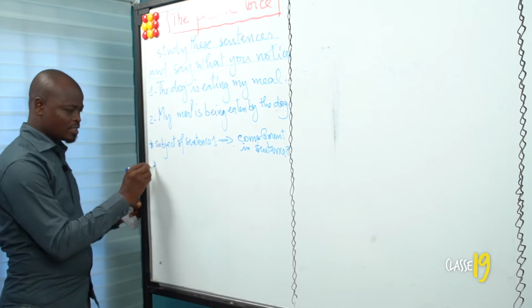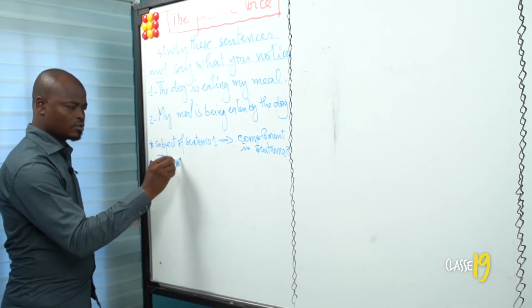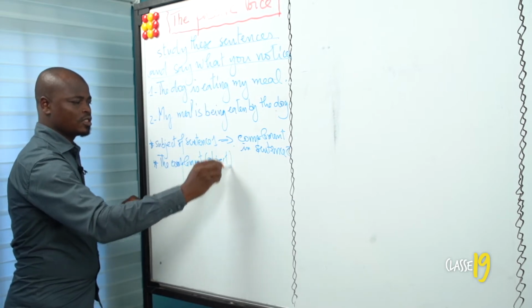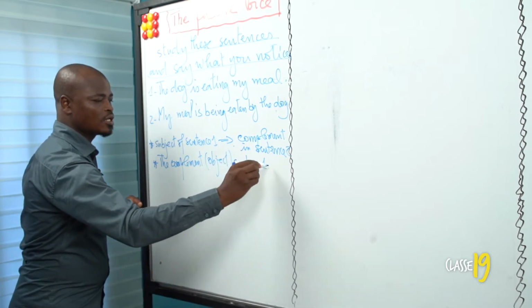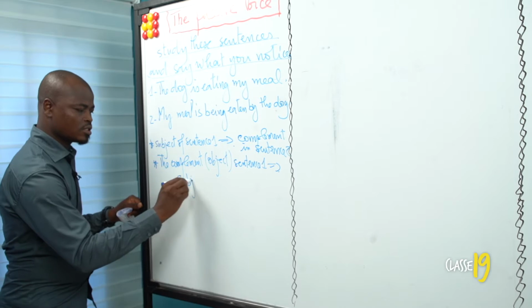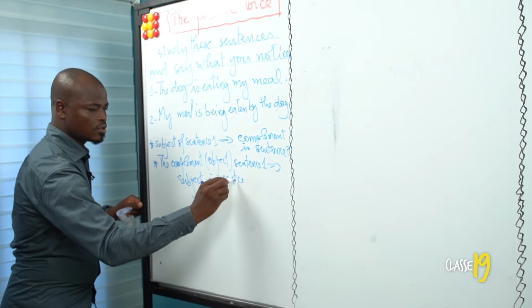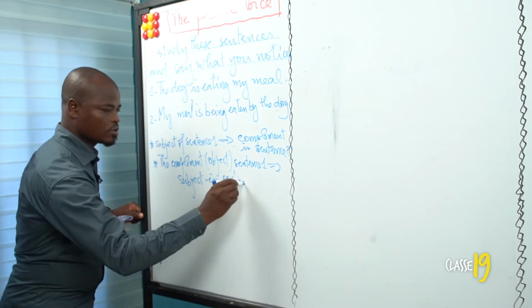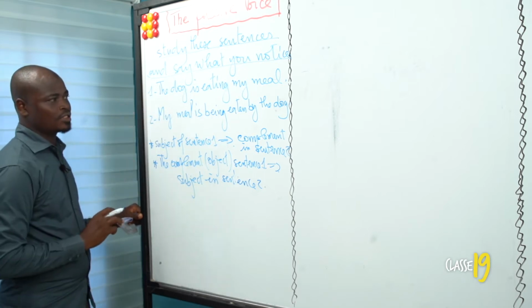The second remark is that the object, the complement, which is an object in sentence 1, becomes subject in sentence 2. Okay?